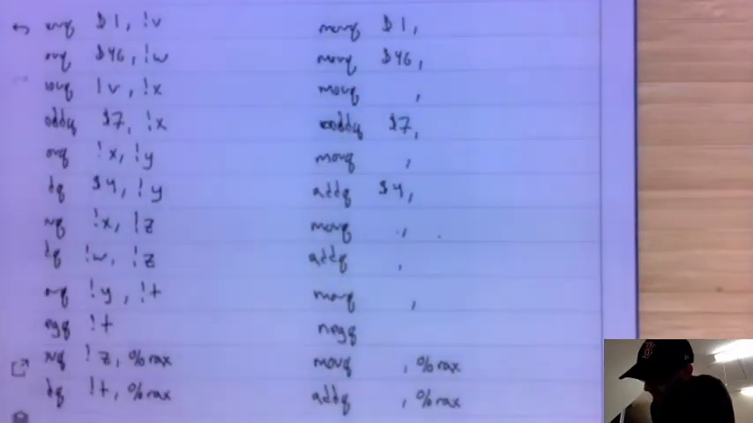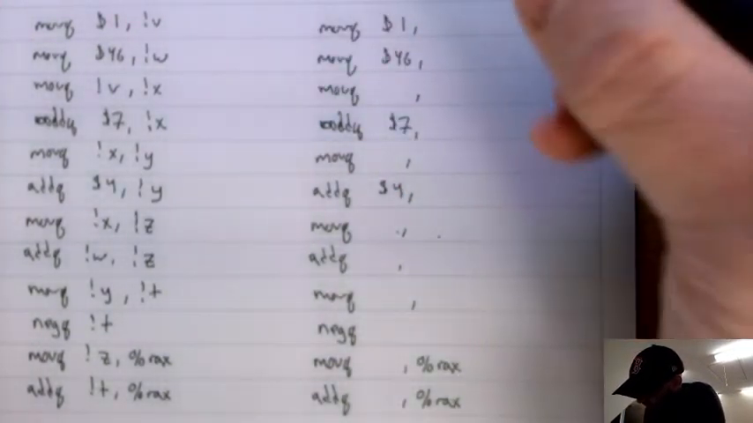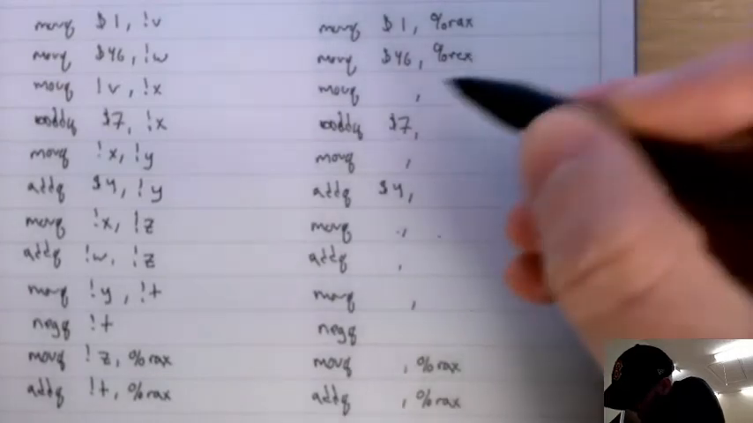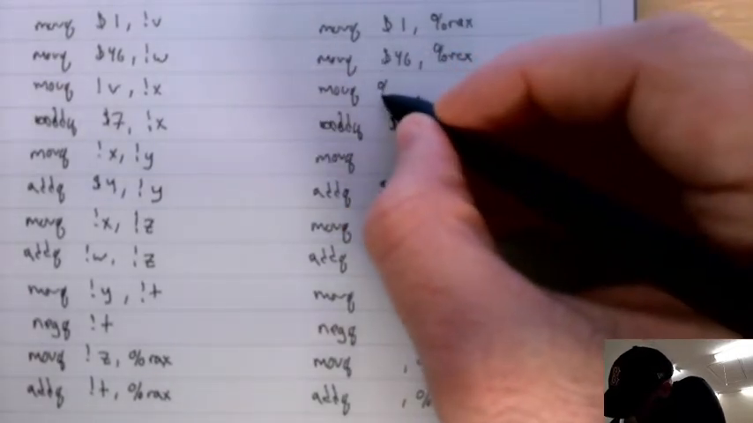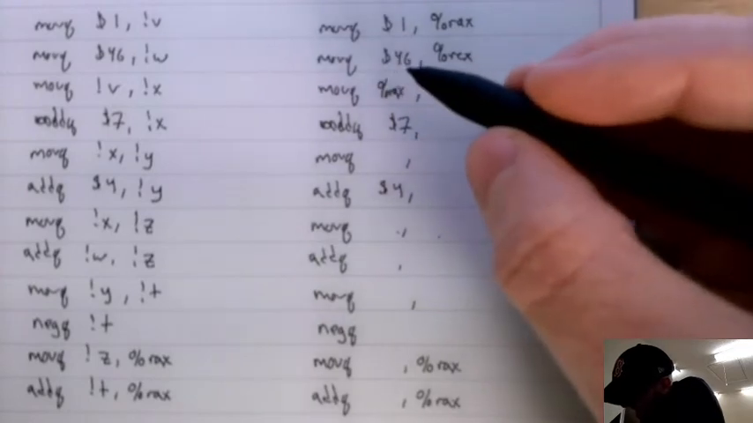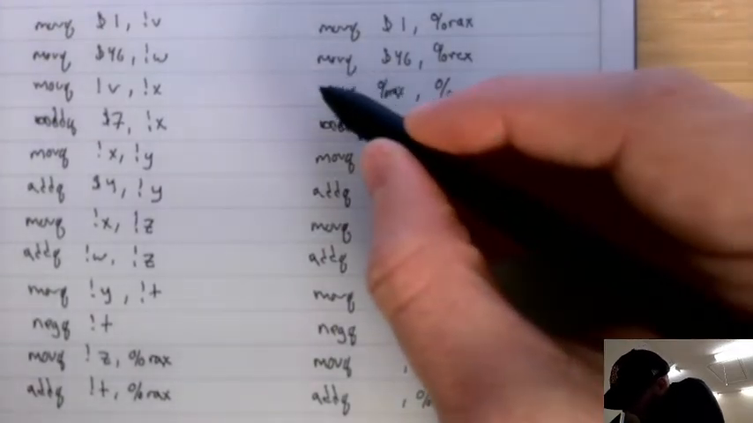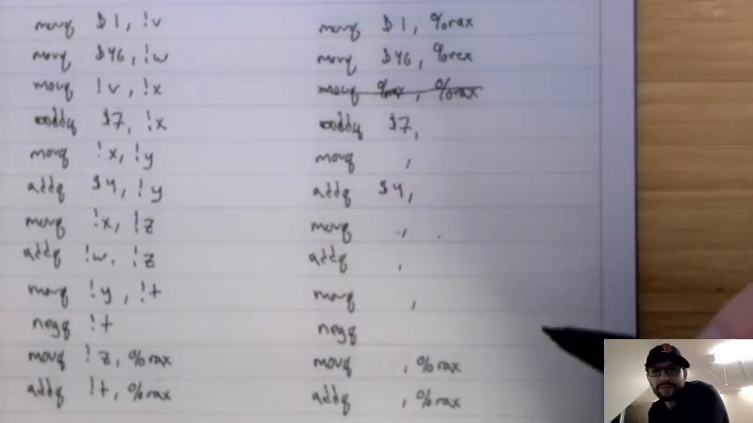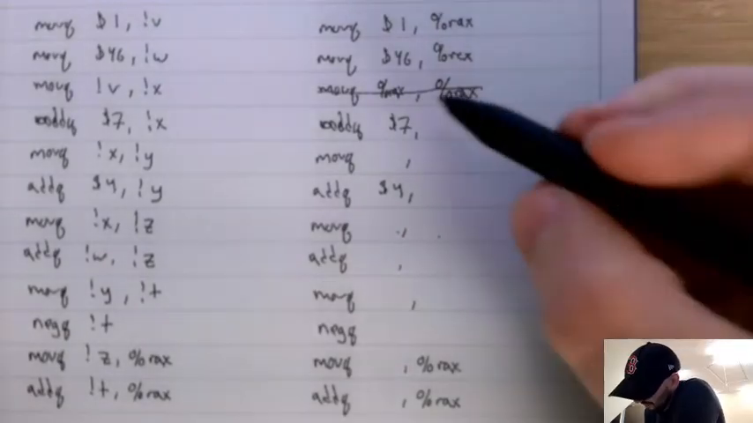Okay. So the first thing that we have is V, which we've assigned to RAX. So we'll change this to RAX. Then we have W, which we've assigned to number 2, which is RCX. Then we have V, which is RAX, and X, which we have assigned also to RAX. And since those 2 are the same, we'll be able to cross this instruction off and get rid of it, because it's a move from just one thing back to itself. Then we replace X right here with RAX.